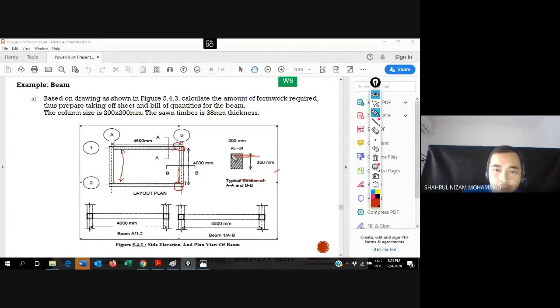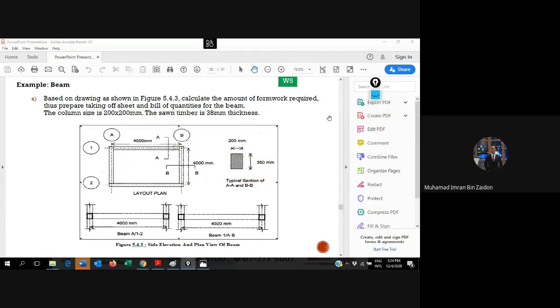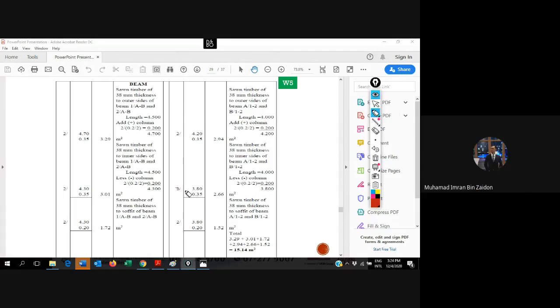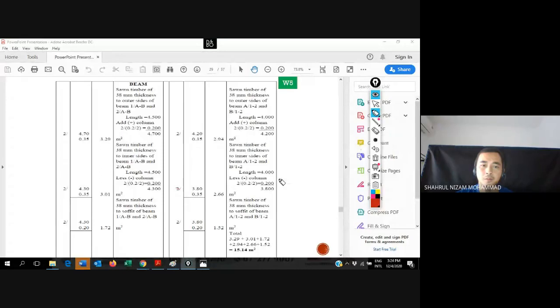And then because it's located at the side, you need to multiply with the depth of the beam, 350. So here you can see the time sink is 2 because you have 2 similar beams. Okay, and then the length will be 3.8 because you need to minus 2 half column, and then you multiply with the depth of the beam. So in total you get 2.66 meters squared of the beam. And for the last one, soffit.